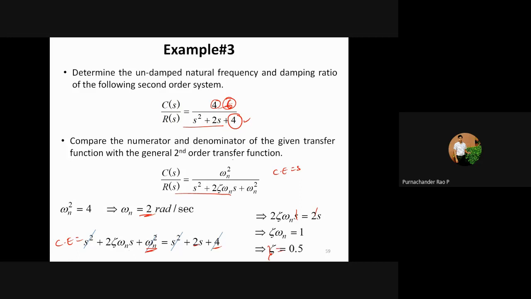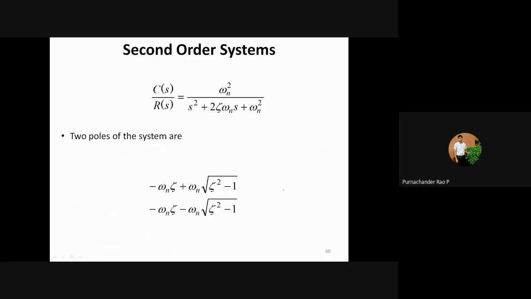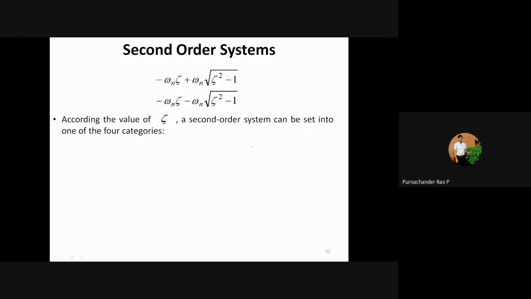Okay, so this is the way of finding the values of zeta and omega n for a given second order system. After that, the response of a system depends on these poles, the poles of this transfer function. Normally this is minus b plus or minus root of b square minus 4ac by 2a. This is the formula which we use. By using this, you are going to get the two roots.